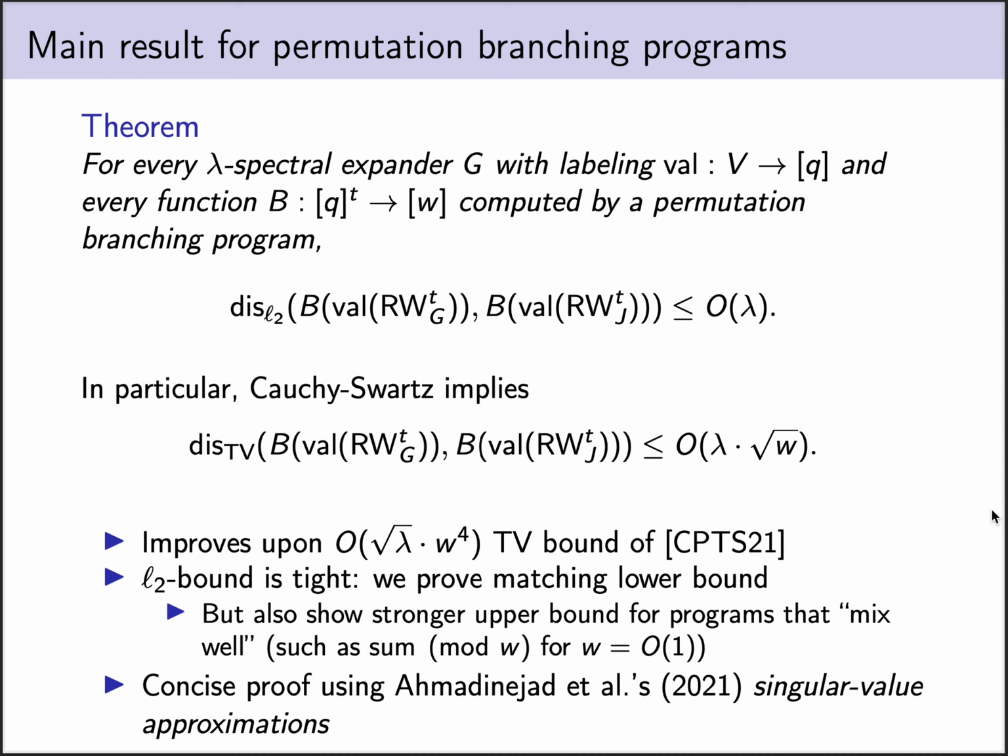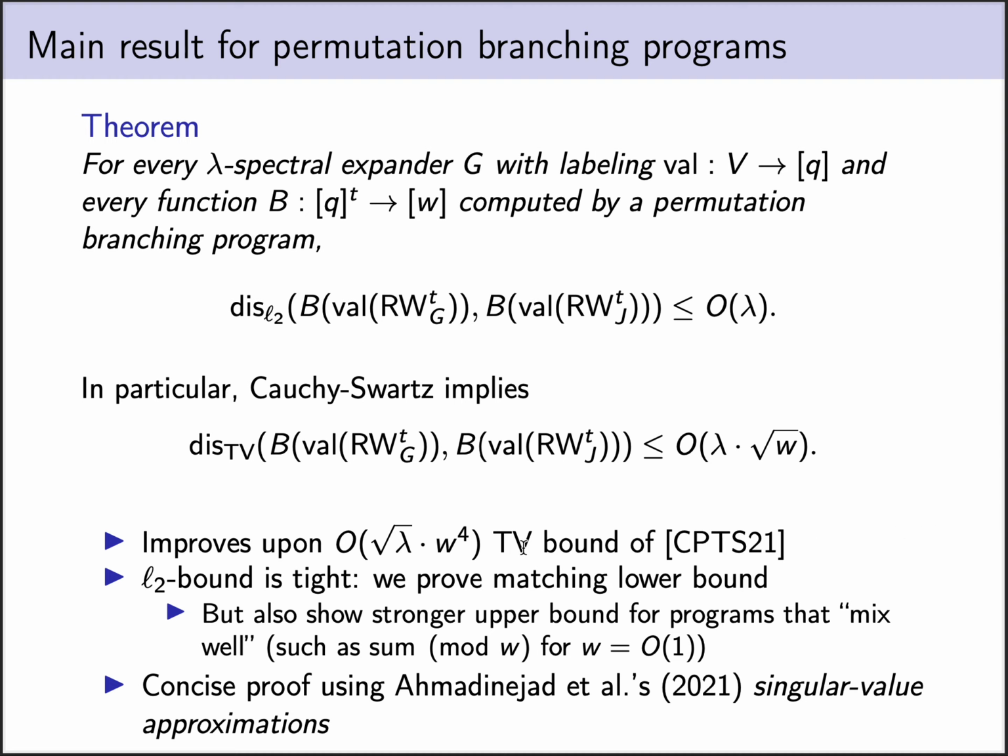We do show a stronger upper bound for programs that in some sense mix well. So I won't define that here, but you can think of it like the sum modulo some small w. And in this case, we show that the total variation distance actually decays exponentially with the length t of the walk. And maybe most interestingly, our proof of this result is actually quite concise using this recently introduced singular value approximation notion for matrices.